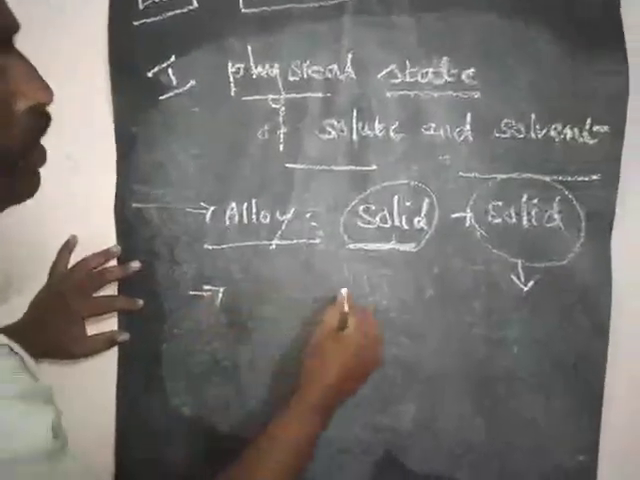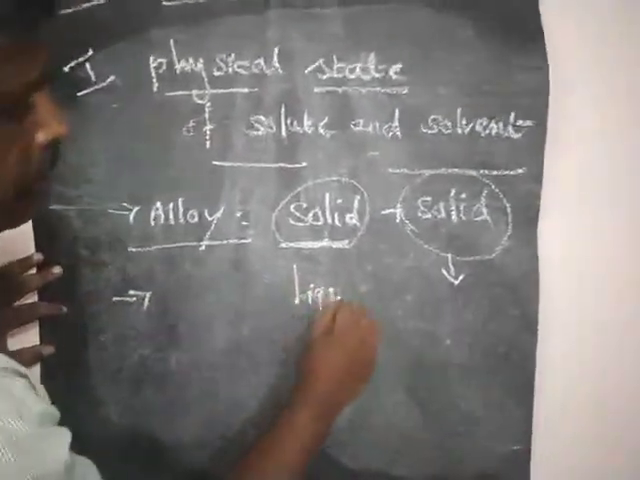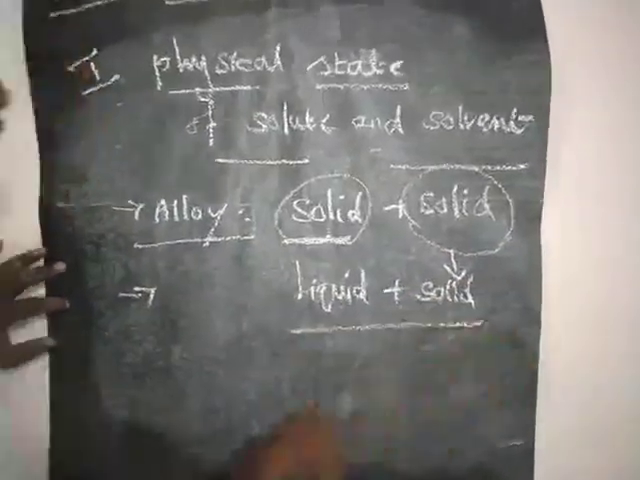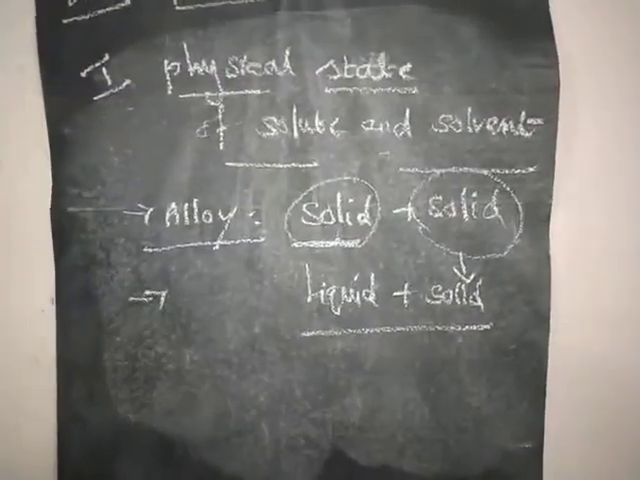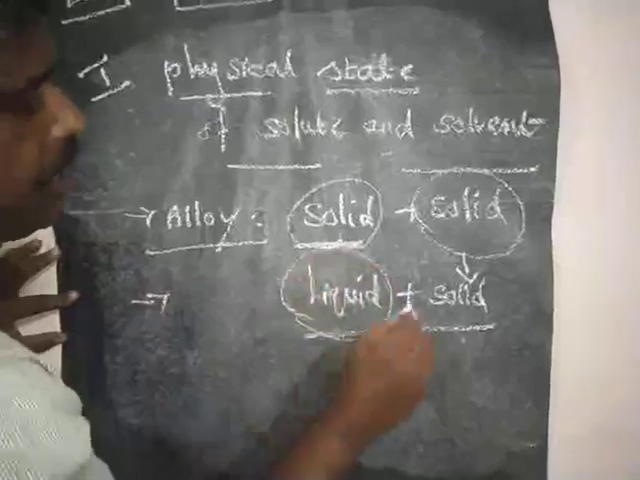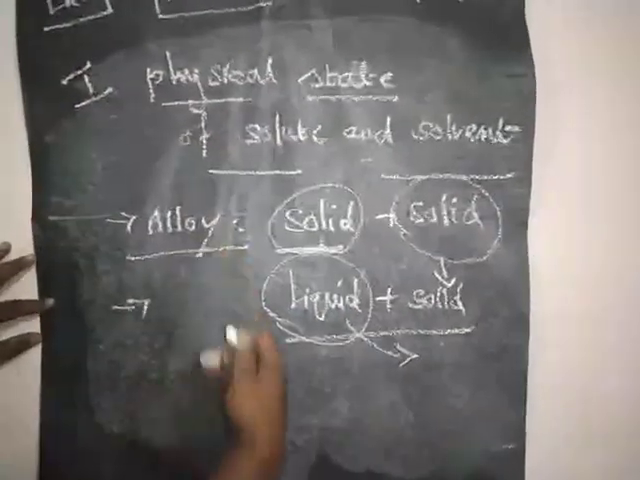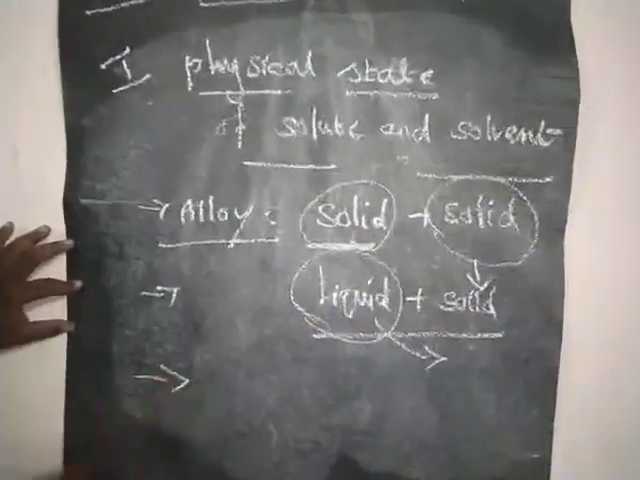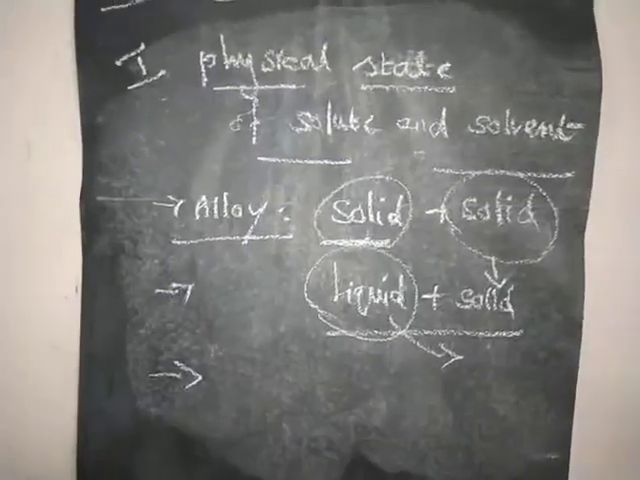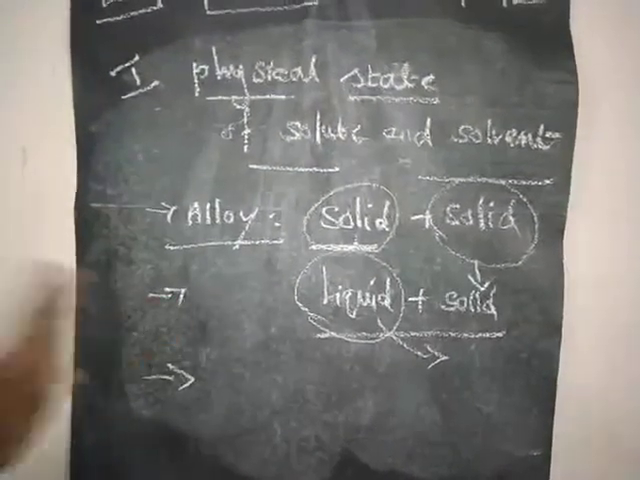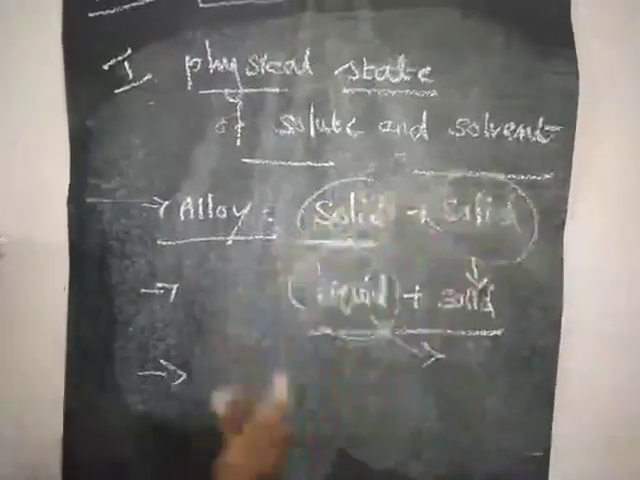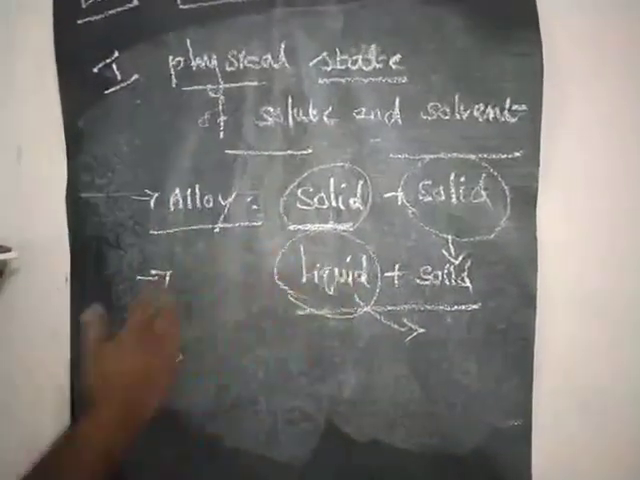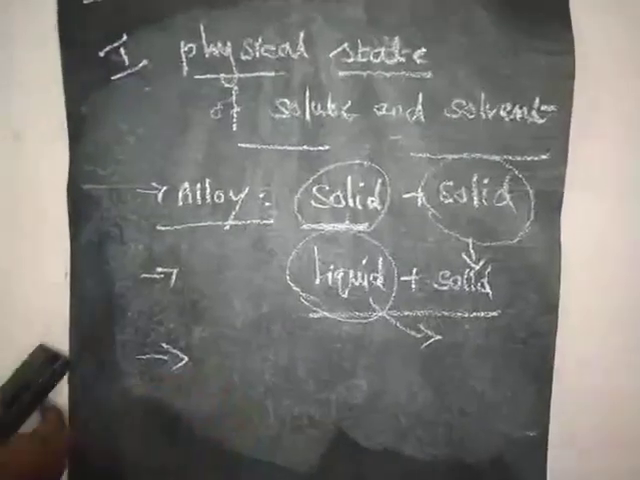The same way here, liquid plus solid. Example, amalgam, mercury mixed with some other metals. In this way we classify the physical state of solute and solvent. The next one, liquid plus liquid. If you are taking water and adding sugar, that is liquid plus solid. Ethyl alcohol dissolving in water is liquid plus liquid. In this way we will classify the solutions. This is one of the categories.